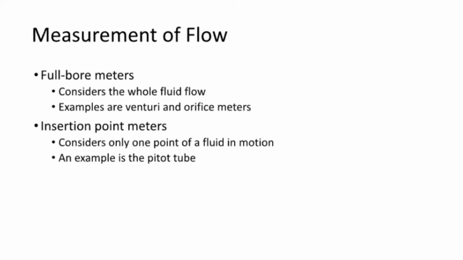Another important type of flow meters are what we call the insertion point meters. The insertion point meters are vastly different from full bore meters in that the insertion point meters only consider one point of a fluid in motion. Usually, we are considering the center point of the flow because remember that for a fluid flowing inside of a pipe, be it laminar or turbulent flow, the maximum velocity is captured at the middle of the pipe. That is the point that is farthest away from any solid boundary, that is the walls of the pipe. An example of an insertion point meter is a Pitot tube. This is pronounced as Pitot tube. We will also be deriving and discussing the governing equation for Pitot tubes.